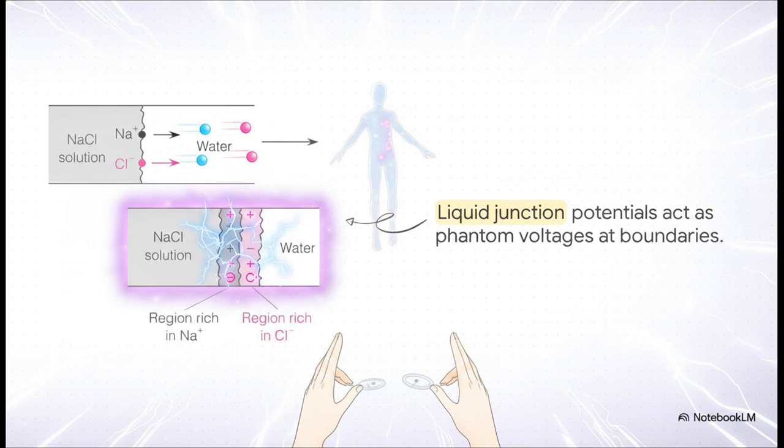Oh, and beware of a hidden phantom in your data. Whenever two different electrolytes meet, say across a glass frit or salt bridge, ions diffuse at different rates based on their size and charge. This differing diffusion creates local regions of unbalanced charge right at the boundary layer, known as a liquid junction potential. It acts as an invisible phantom voltage that will secretly skew your data if you aren't actively trying to minimize it by matching your electrolytes.